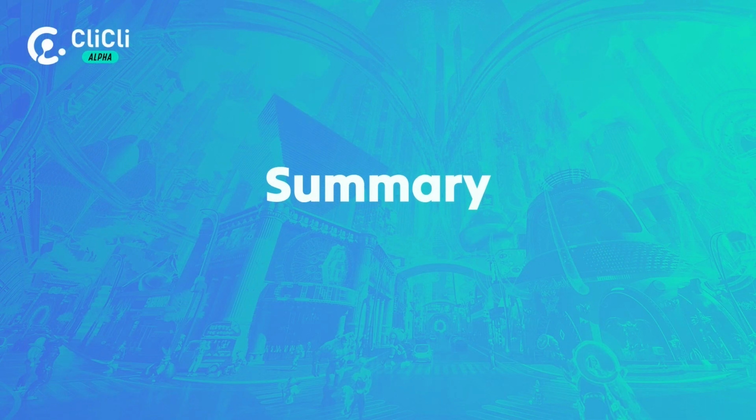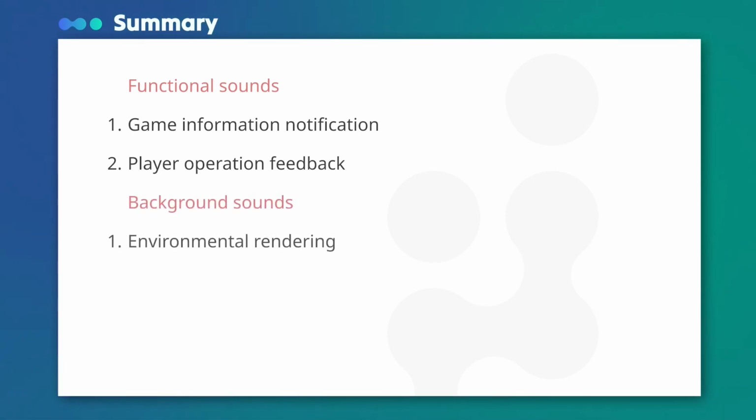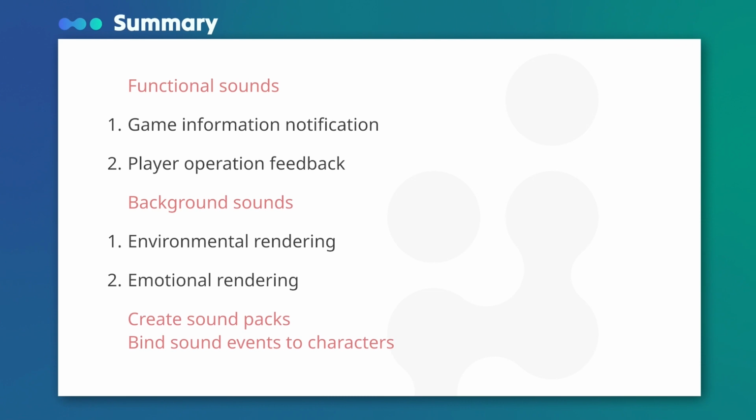Now, it's time to review what we learned today. The sound in a game can be divided into functional sounds and background sounds. Main functions of functional sounds include 1. Game information notification. 2. Player operation feedback. And the role for background sounds include 1. Environmental rendering. 2. Emotional rendering. We also learned how to create sound packs and bind sound events to characters.